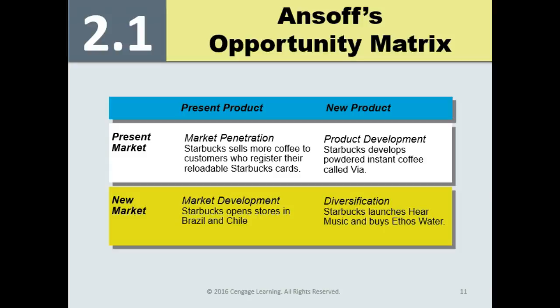All right, and then here are some examples that the book uses. Okay, you can see the present market and new market on the left-hand side, present products and new products along the top, and then market penetration, product development, market development, and diversification there, with examples using Starbucks as the example going through.